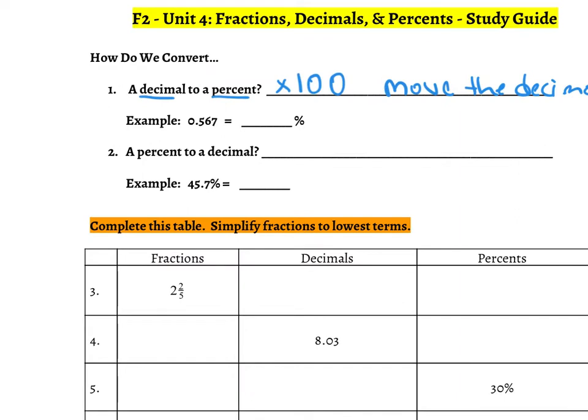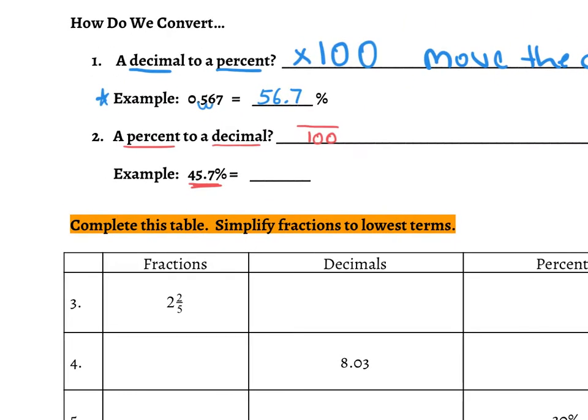For example, what did you get for this one here? You should have gotten 56.7%. Now to go from a percent to a decimal, put it over 100. So for example, if we had 45.7%, what did you get for this example?